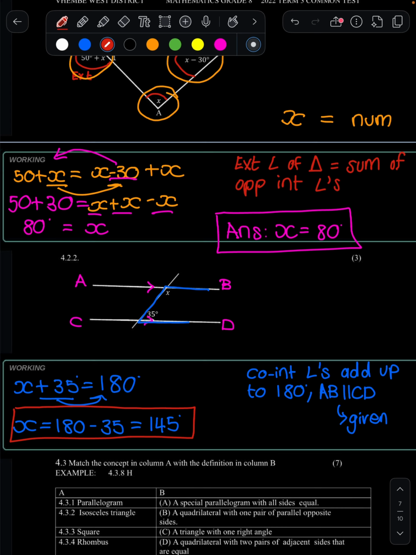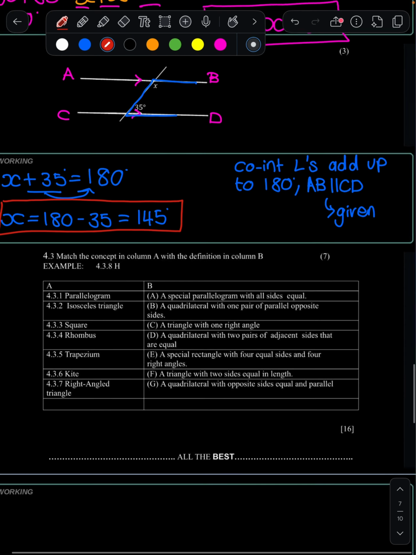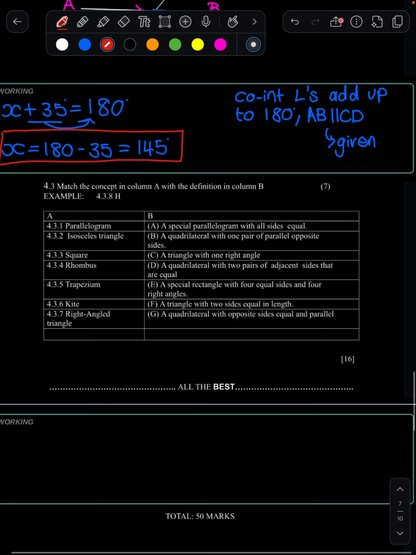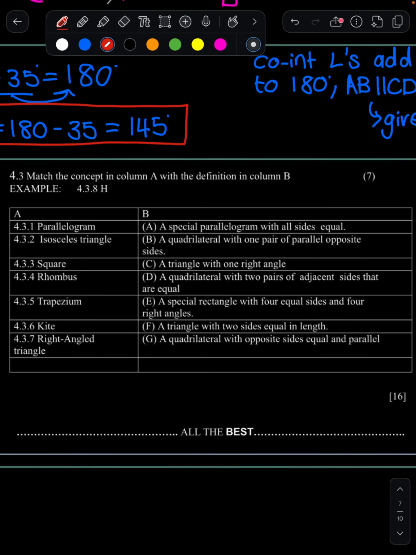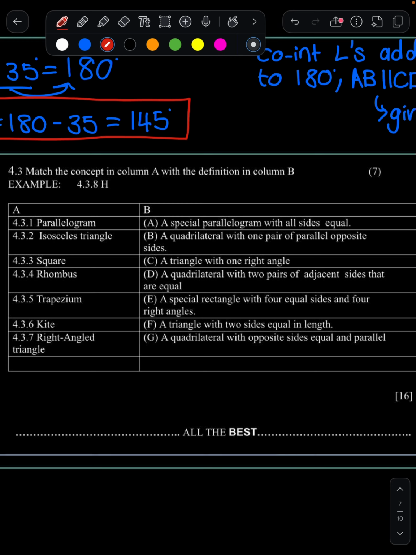Okay, and then finally we are looking at question 4.3, which is matching these concepts with their definition. So this is all your theory that you've studied coming into play. Let's see what we can do. So I'm going to go for the easiest ones first. Generally an isosceles triangle is a pretty easy definition. So let's look for a definition that suits that.